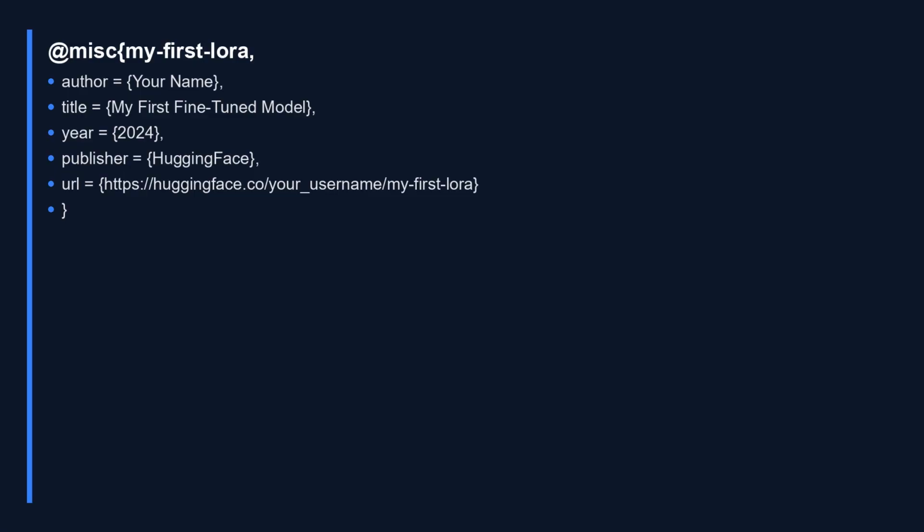Including a BibTeX citation block in your model card is a small gesture that makes a real difference for the research community. If someone uses your model in a paper or project, this gives them a clean way to credit your work. Fill in your actual name, the model title, the year, and the hub URL. It takes 30 seconds and signals that you're treating your model as a genuine contribution rather than a throwaway experiment.